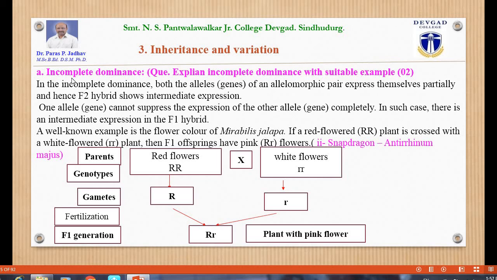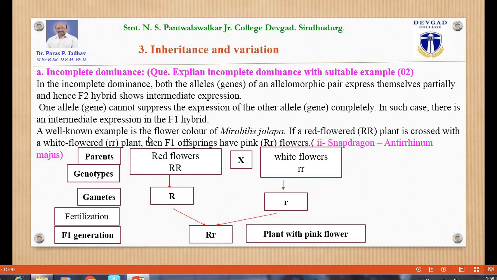So first point is incomplete dominance. Question may be asked on this point: explain incomplete dominance with suitable example. In incomplete dominance, both the alleles or genes of an allelomorphic pair express themselves partially and hence the hybrid shows intermediate expression. One allele or gene cannot suppress the expression of the other allele or gene completely. In such a case, there is an intermediate expression in the F1 hybrid.